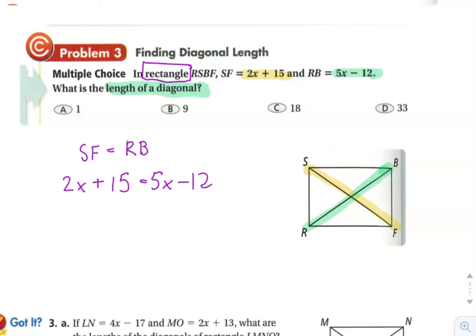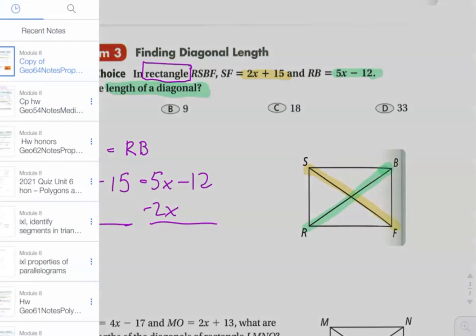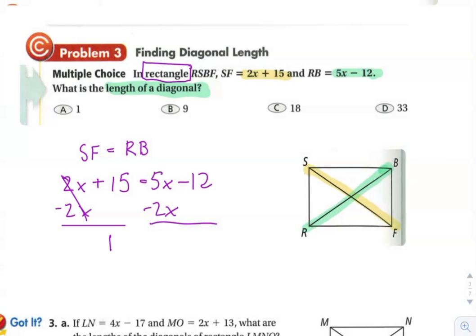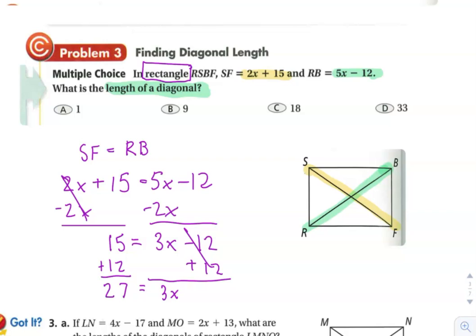So I'll set 2x plus 15 equal to 5x minus 12. I'll get x on one side of my equation. Add 12 to both sides. Add 27, divide by 3. x equals 9. Now be careful here.